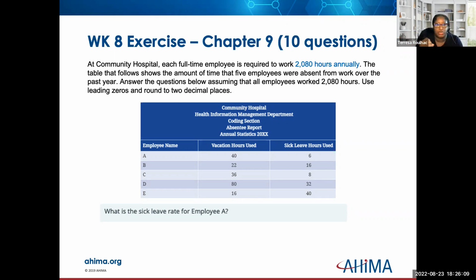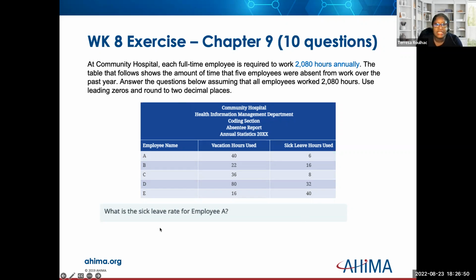The very first one I randomly chose was at community hospital. Each full-time employee is required to work 2,080 hours annually. The table that follows shows the amount of time that 5 employees were absent from work over the course of a year. What we're doing is answering the questions below, assuming that all employees did in fact work 2,080 hours. We're using the leading zero and we're rounding this time to 2 decimal places.